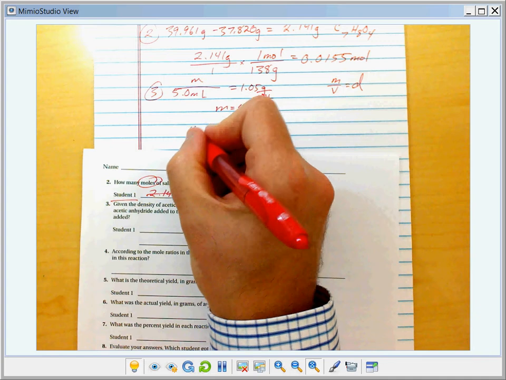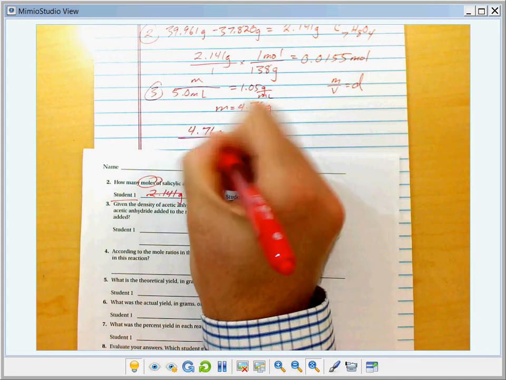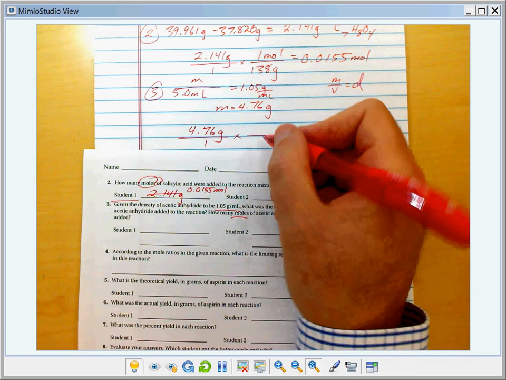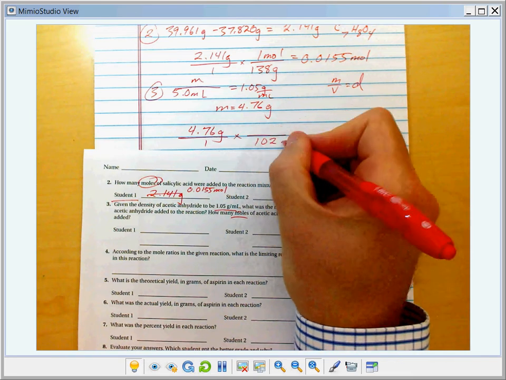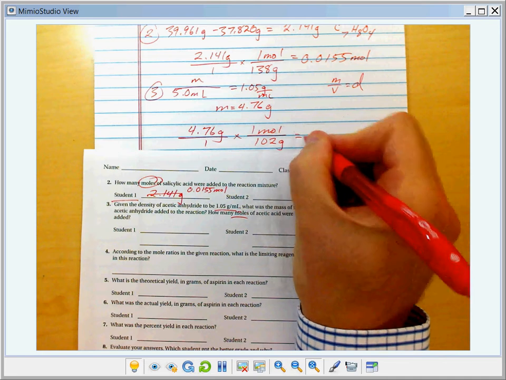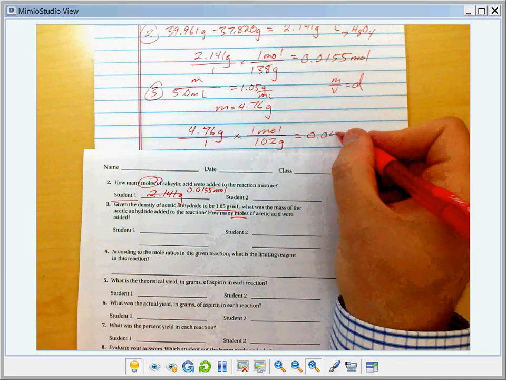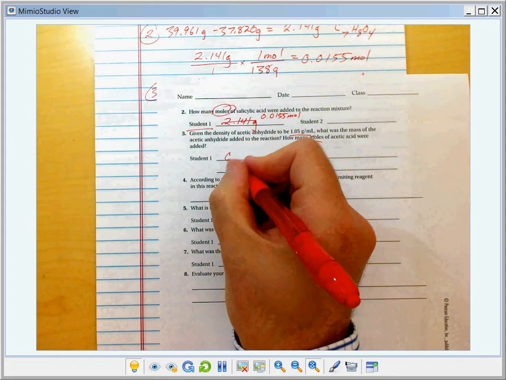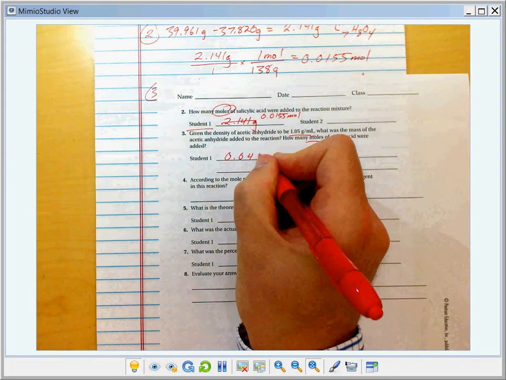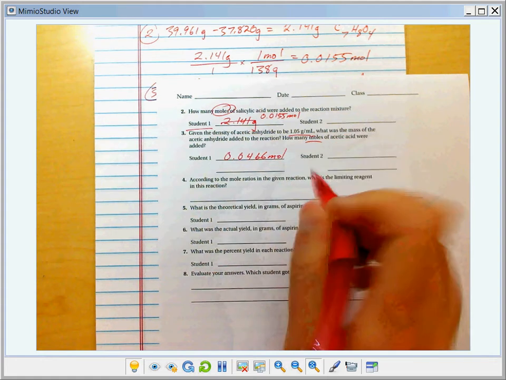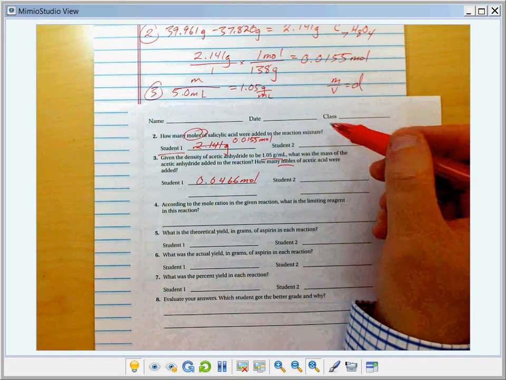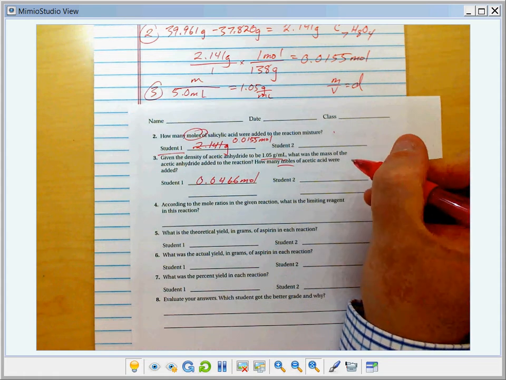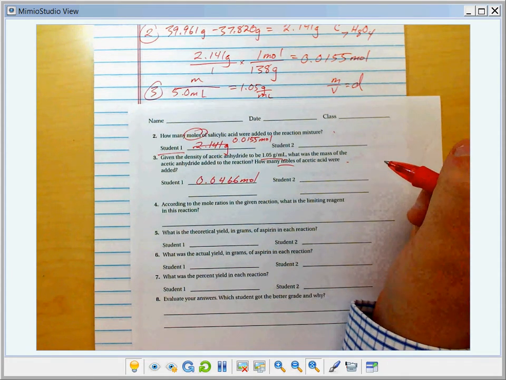I need to turn that to moles. 4.76 grams over 1 times, this time the molar mass is 102 grams is 1 mole. And I get 0.0466 moles. So right here, 0.0466 moles. So what I did in number 2 and 3 is I found the moles of salicylic acid, one of the reactants, and I found the moles of acetic anhydride, the other reactant.